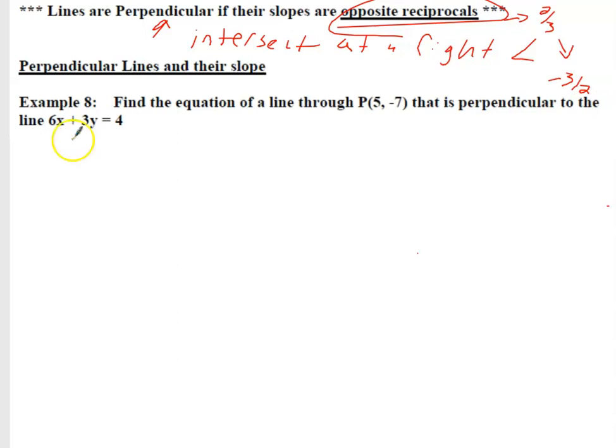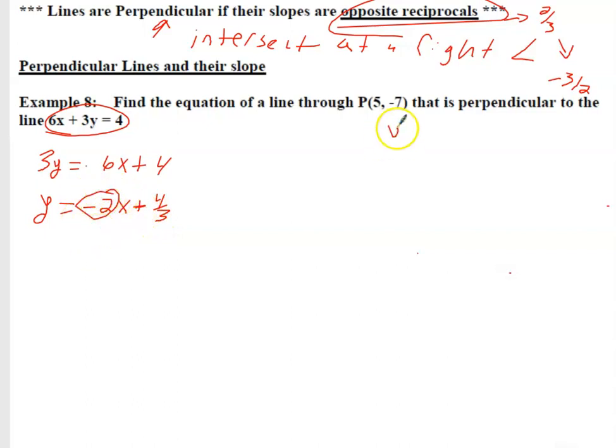So we're going to start the exact same way. Figure out what the slope of this line is by solving it for y. So negative 6x plus 4, divide by 3, so y equals negative 2x plus 4/3. So my slope here is negative 2. So the slope of the line that I'm creating, since it's going to be perpendicular to it, is going to be the opposite reciprocal of this. So we're going to flip this fraction and make it positive. So it's going to be 1/2 x plus b.